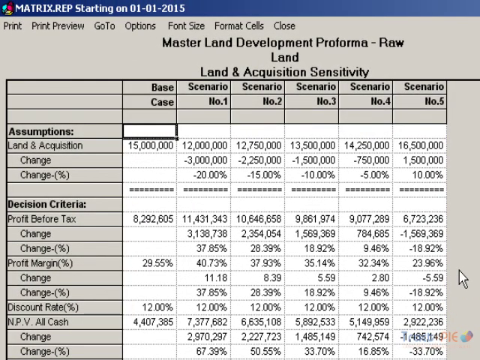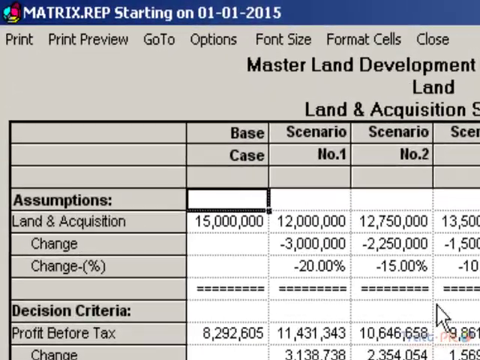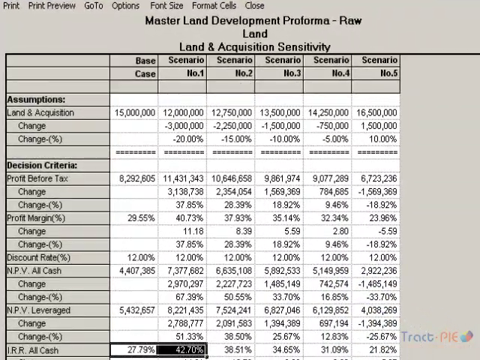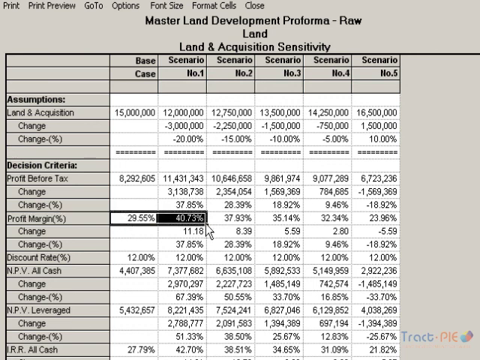As we calculate the matrix, the system displays a side-by-side comparison of the base case as well as the different scenarios with key factors such as internal rate of returns and profit margins. A very powerful report which took seconds to complete. How long would it have taken using a spreadsheet system?